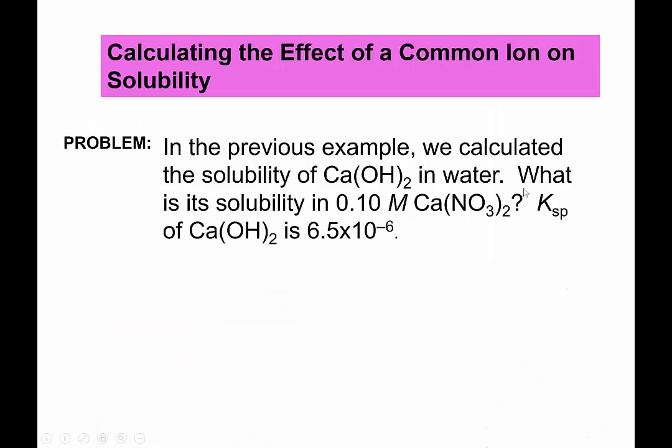So now we're going to do the exact same problem, except now we're predicting what the solubility of calcium hydroxide will be in a 0.1 molar calcium nitrate solution. So the common ion here is calcium. So again, because we have calcium 2 plus ions present, this will shift the equilibrium to the left.